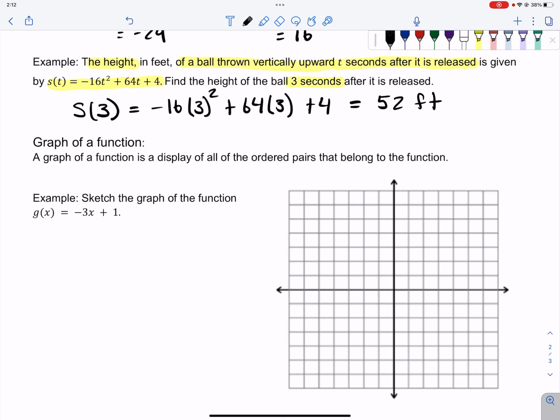And lastly, for this video, we're going to go over the graph of a function. The graph of a function is essentially the display of all of the ordered pairs that belong to that function. So if I have a graph, a line or a curve on my graph, and I pick any point on that graph, the ordered pair, the x and y values for that, I can then put that back into my equation and it will be true.